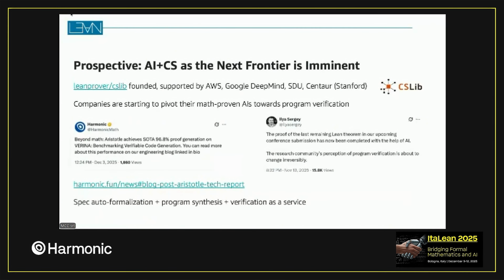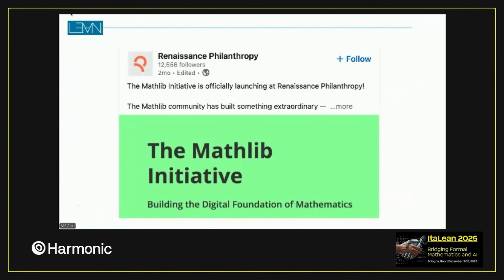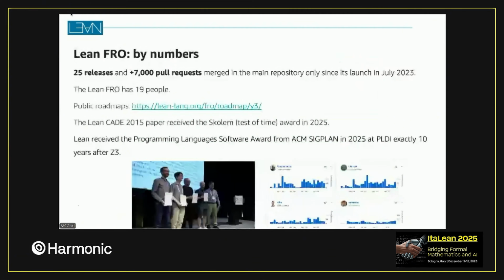And it's not just math. We are seeing impacts in computer science too, right? Harmonic just crushed the Verina benchmarks for verifiable code synthesis. The Mathlib Initiative has been launched, right? Before the Mathlib Initiative, the Lean FRO was helping to maintain Mathlib. Now we have an organization dedicated to that.